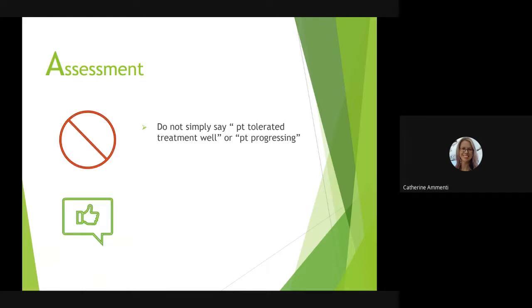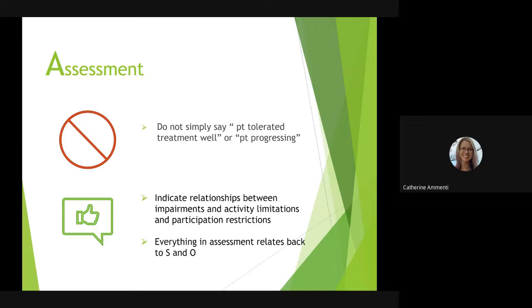Do not simply say patient tolerated treatment well and leave it at that, or patient progressing and leave it at that. That's way too vague, and it does not tell an insurance company why you're going to continue with skilled therapy. So ultimately, you're telling the insurance company or the doctor or a case manager, maybe it's a work comp case manager, you're explaining to them why you're going to continue with skilled therapy. Why is it necessary? You want to indicate the relationships between impairments and activity limitations and any participation restriction.